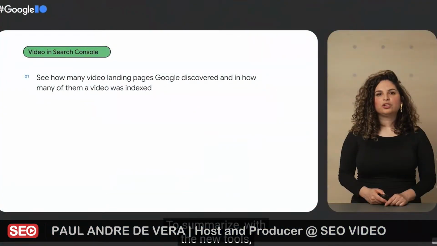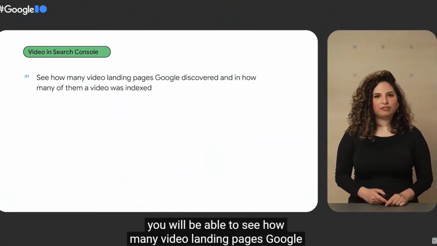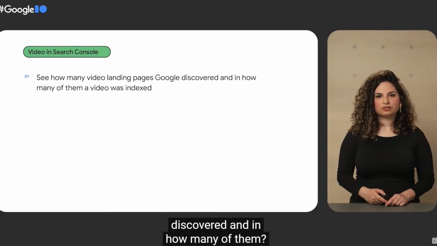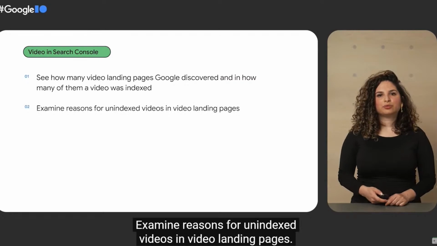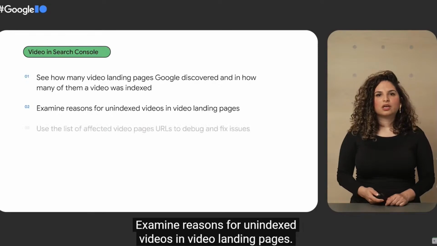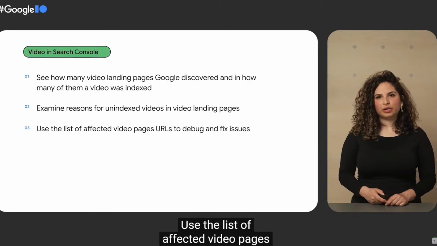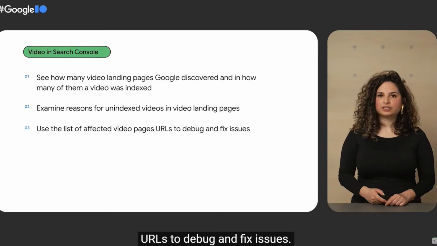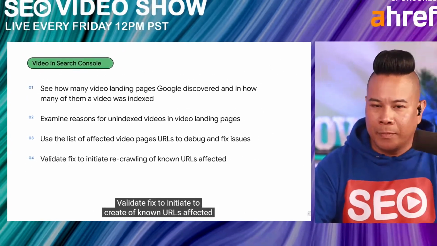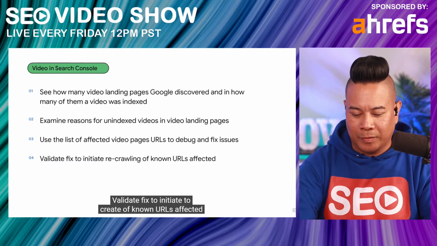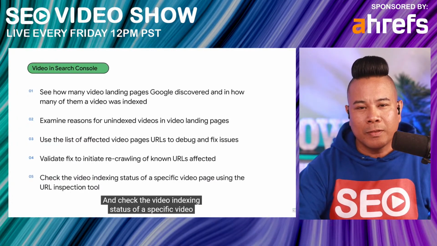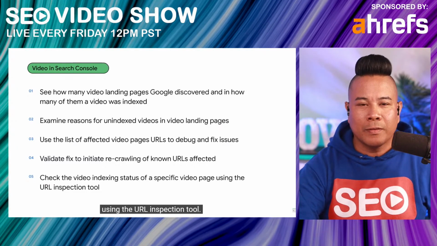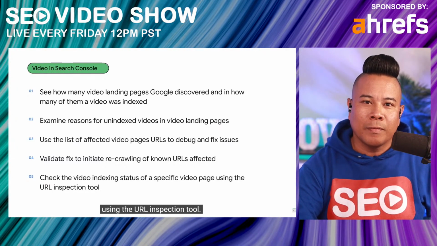With the new tools, you will be able to see how many video landing pages Google discovered and in how many of them a video was indexed. Examine reasons for unindexed videos in video landing pages. Use the list of affected video pages URLs to debug and fix issues. Validate fix to initiate recrawling of known URLs affected by the issue. And check the video indexing status of a specific video using the URL inspection tool.